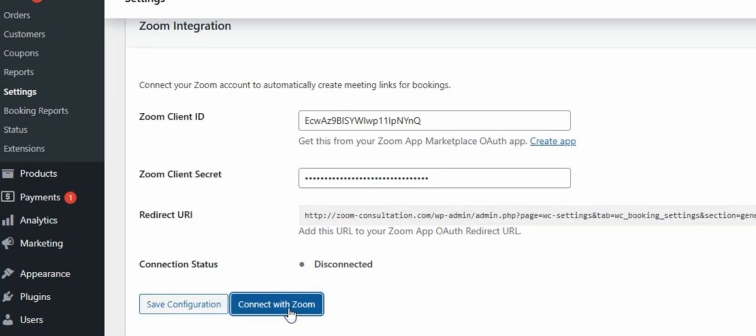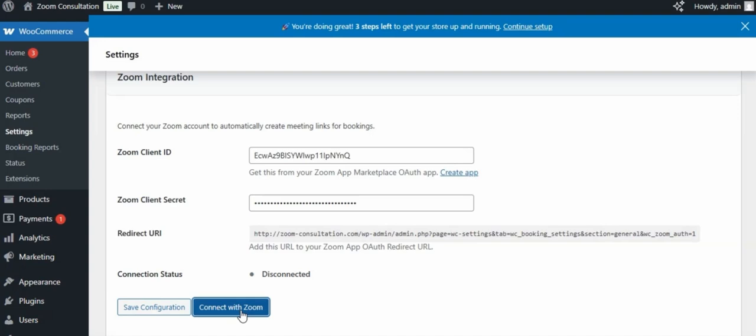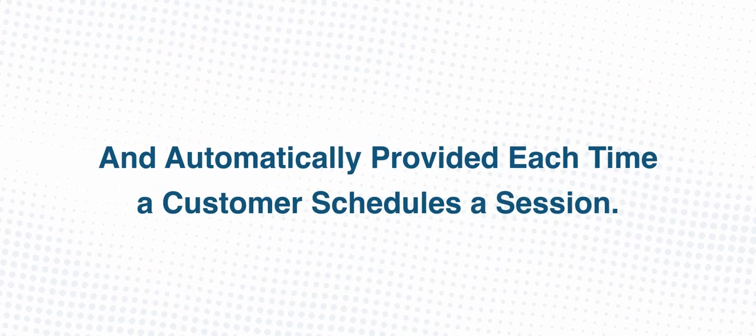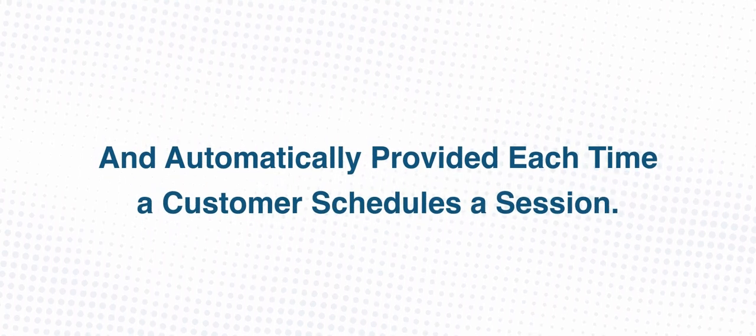Next, click Connect with Zoom, and then grant permission to the application to connect to your site. And that's it. You are now linked. A special Zoom meeting link will now be generated and automatically provided each time a customer schedules a session.